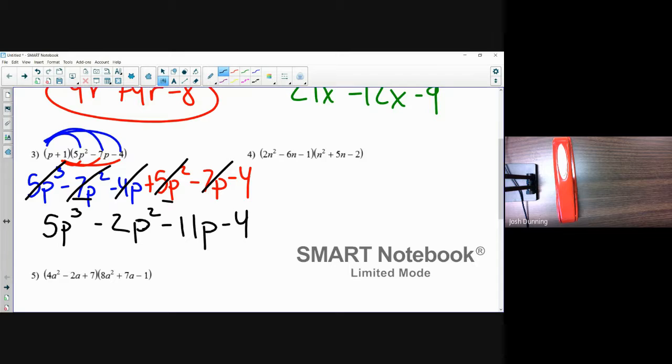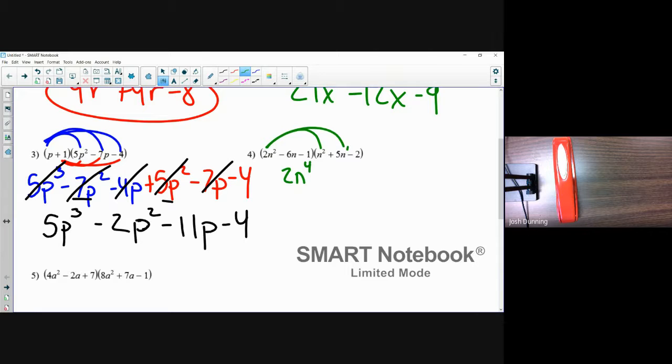And 4, same idea again, but now it's a trinomial times a trinomial. So these are even more work. It's the same idea. We just go through and we distribute each term at a time. All this is going to do, multiplying by n squared, will just bump that exponent up. We add exponents when we multiply, so 2 plus 2, 4.